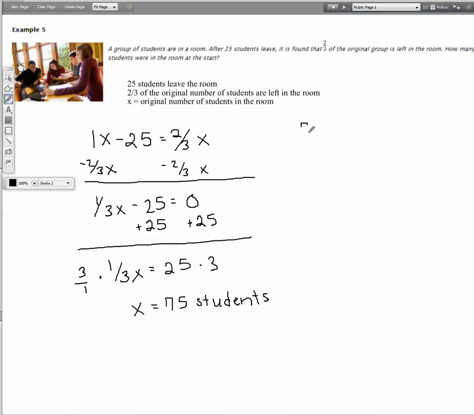So if I have 75 minus 25, does that equal 2/3 of 75? Well, we know 75 minus 25 is 50, and if we want to go ahead and grab a calculator quick, you can go ahead and do so, but 2/3 times 75 is in fact 50, so our answer does check out.